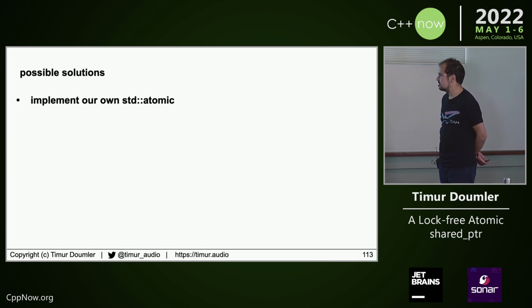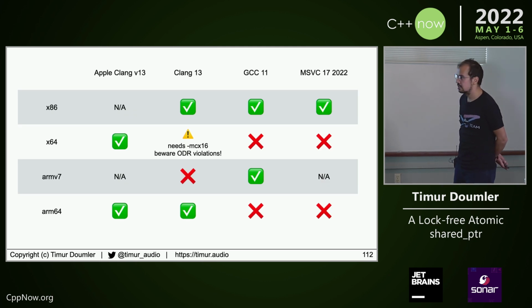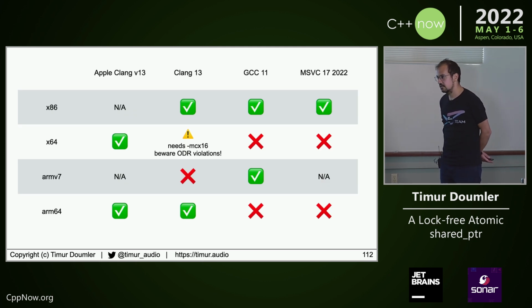Possible solutions, well, we could implement our own stdatomic. Yes? This is the kind of thing that gets kicked to libatomic if the compiler doesn't. Yes. So would libatomic then use the double-wide comparison?